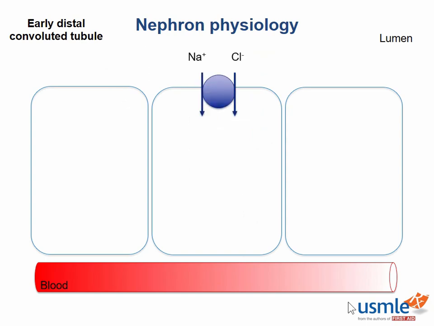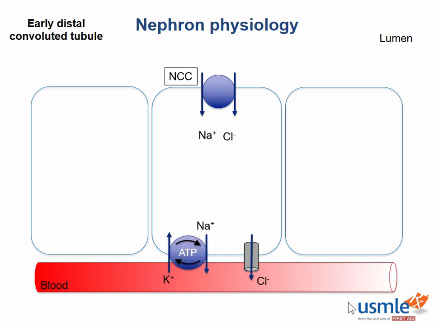In the early distal convoluted tubule, both sodium and chloride are absorbed into tubular cells by a cotransporter simply abbreviated as NCC. Chloride will then leave the tubular cell through a basolateral chloride channel and enter the blood. The excess sodium that builds up in the cell will participate in an exchange with potassium via the sodium-potassium ATPase, also on the basolateral membrane, and enter the bloodstream.